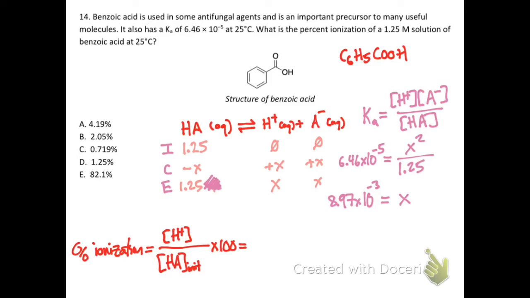So let's plug in some values and see what we get. Our concentration is 8.97 times 10 to the -3rd, and we start off with 1.25 molar. So all this times 100 will get us our answer of 0.719%.